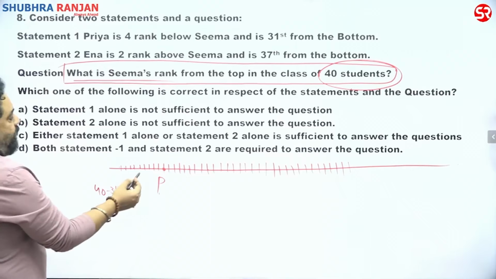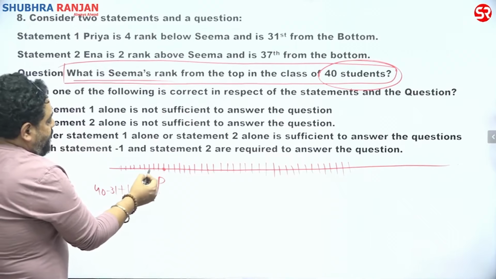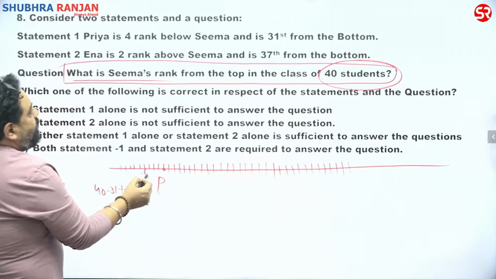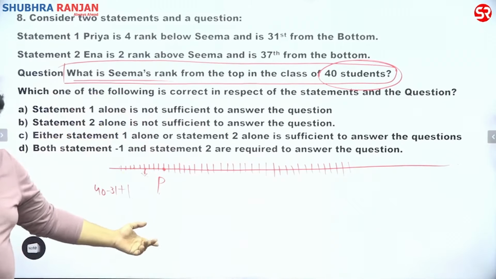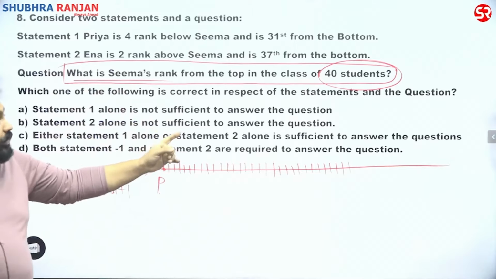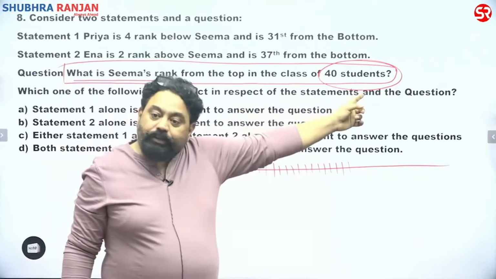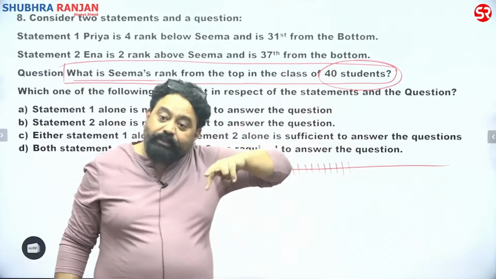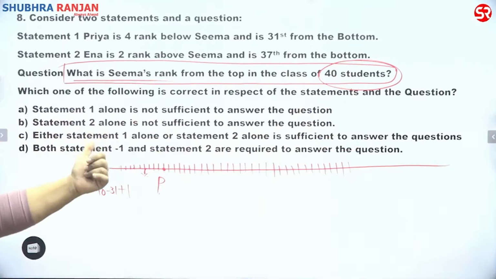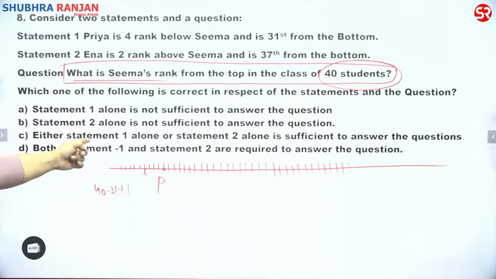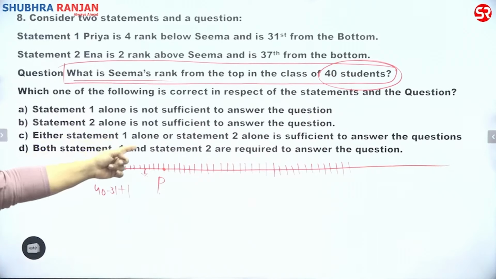So, 4 ranks below Seema. So here is Seema, right? So what is Seema's rank from the top? It has come now. It comes from the first statement and from the second as well. Why? Because he had mentioned a class of 40 students. Had it not been mentioned, then we would have required both statements to solve. Since there are 40 students in total, statement 1 would give you the answer, and statement 2 would also give you the answer. Answer is C. Either statement 1 alone or statement 2 alone is sufficient to answer these questions.